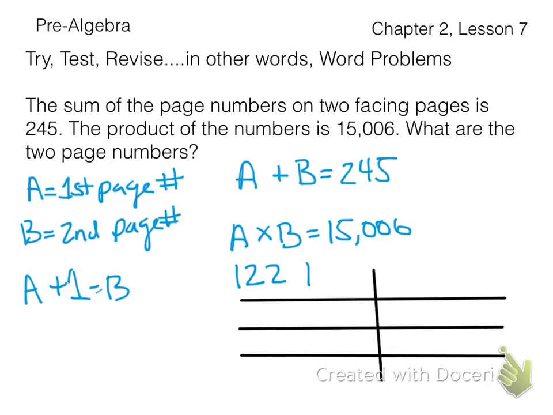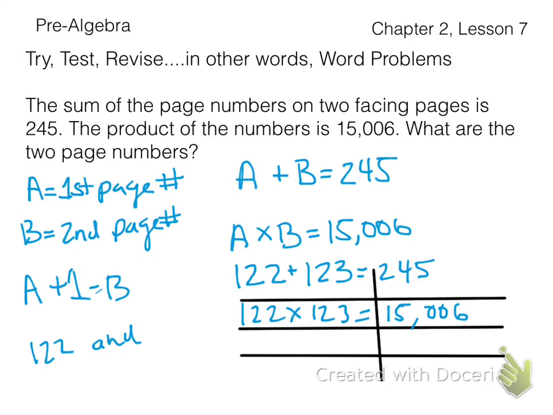122 and 123. Well, when I add them up, 122 plus 123, I do get 245, and then if I multiply them, 122 times 123, you know what? I guessed correctly on the first try. Isn't that spectacular? All right, so 122 times 123 does equal 15,006. So there we go. So the two pages are 122 and 123. Okay, so there we go.